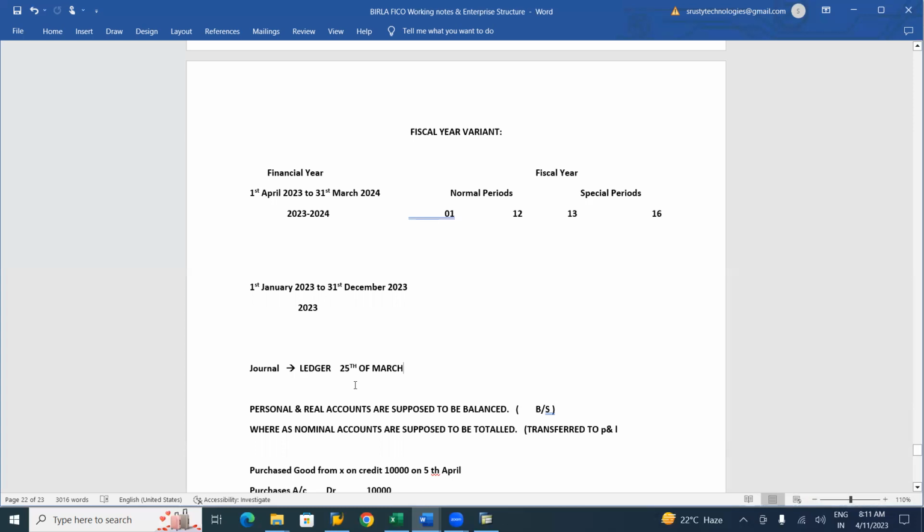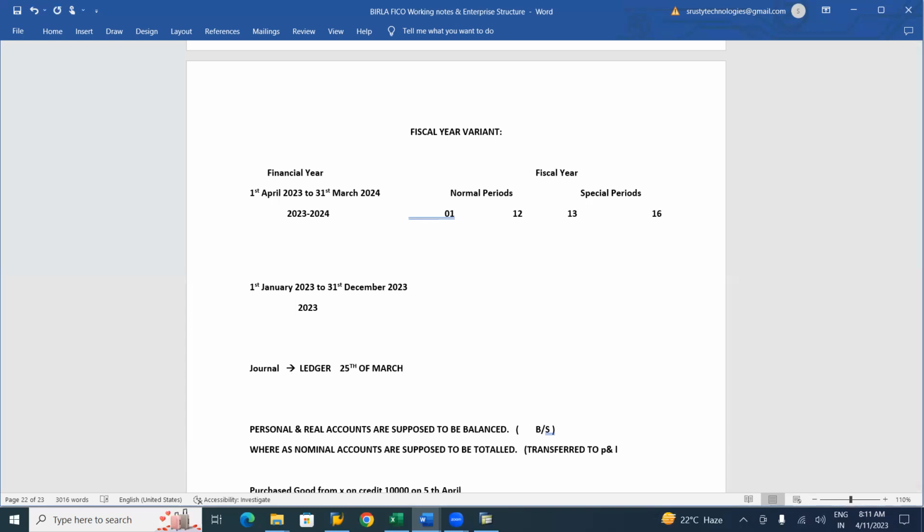Because I need to prepare the financial trial balance also, right? It will take at least 5 to 6 days to prepare the trial balance for the whole year. So that's the reason I'm closing my journals and ledgers on 25th March. From 26th March to 30th March, we will prepare the trial balance.